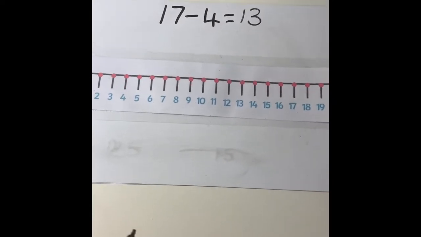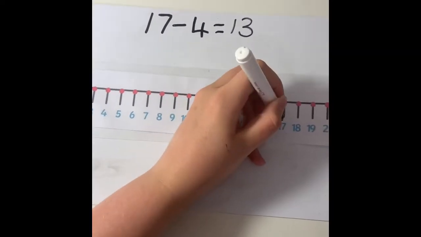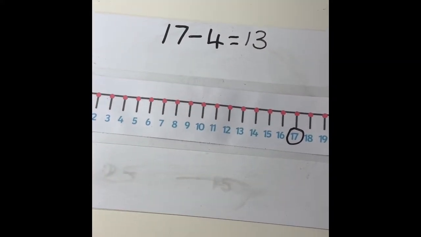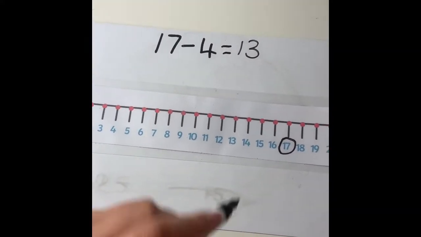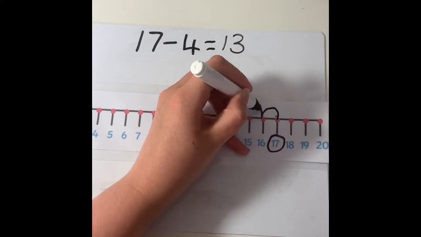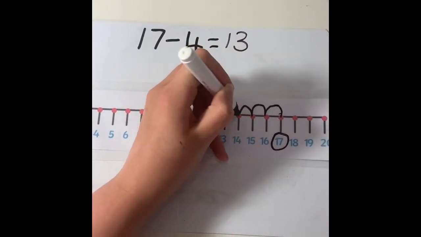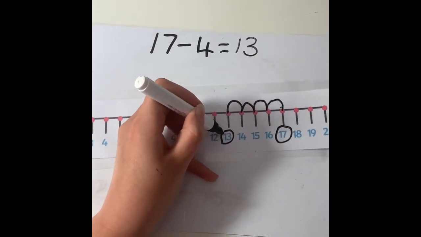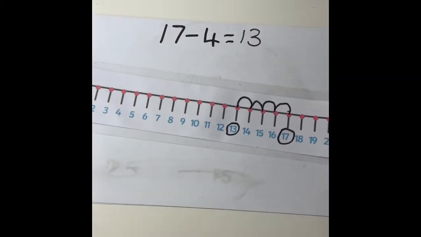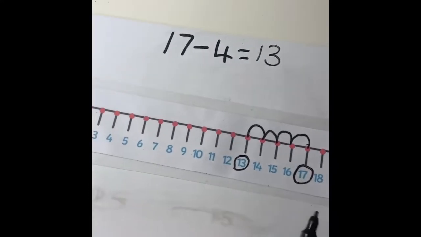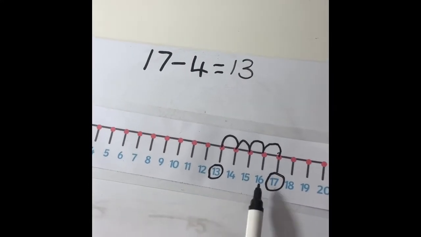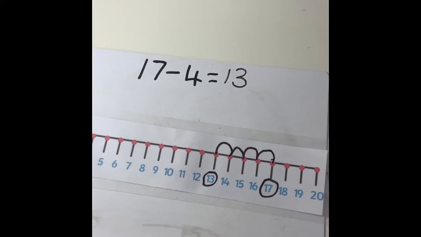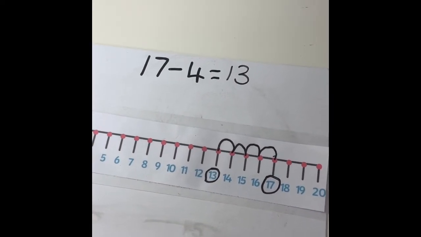Let's check this on a number line. So, always start on the biggest number. How many jumps am I going to make backwards? 4. You ready? 1, 2, 3, 4. Circle the number you land on. 13. Okay, so here I have checked it by jumping back 4 and I've got the same answer as my 10 frame.